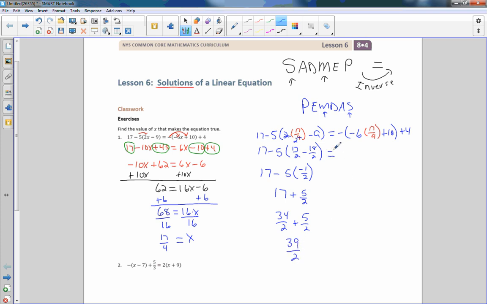Now I check the other side, and I get a negative, because that's outside the parentheses. And inside the parentheses, I'm going to multiply first. So I have negative 6 times 17 over 4, so I'll put this over 1. And the 4 will become a 2, the 6 will become a 3, so I get a 2 in the denominator, 1 times 2, and 17 times 3 is 51.